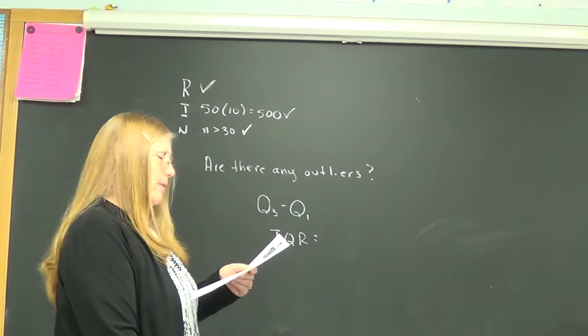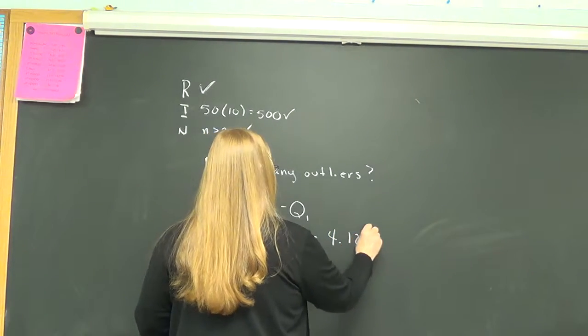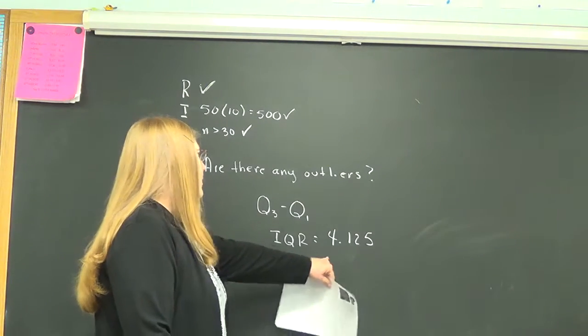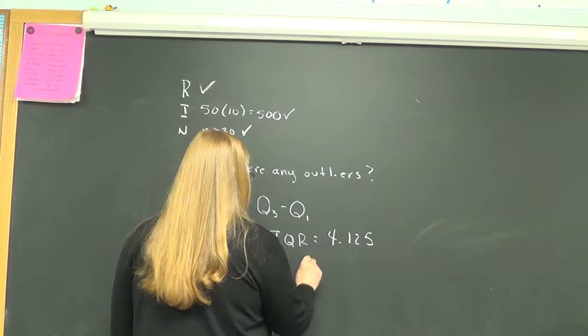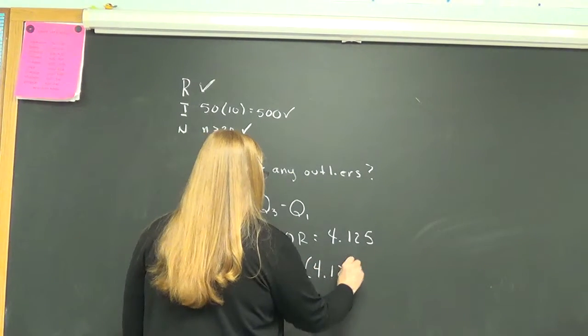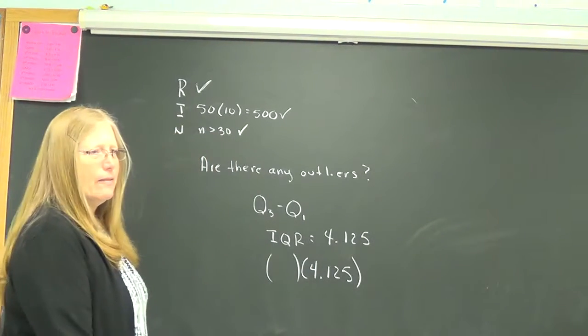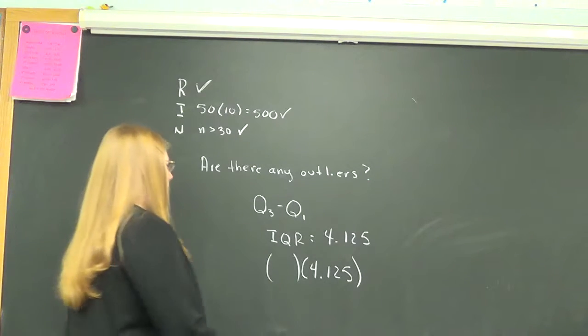So what is the interquartile range? It is 4.125. Don't you do something to multiply that? Do you remember the fraction, Brian, when we're looking for outliers? What fraction do we multiply that by? That's from way in the past. Anyone remember? Is it like 1.5? It is 1.5.